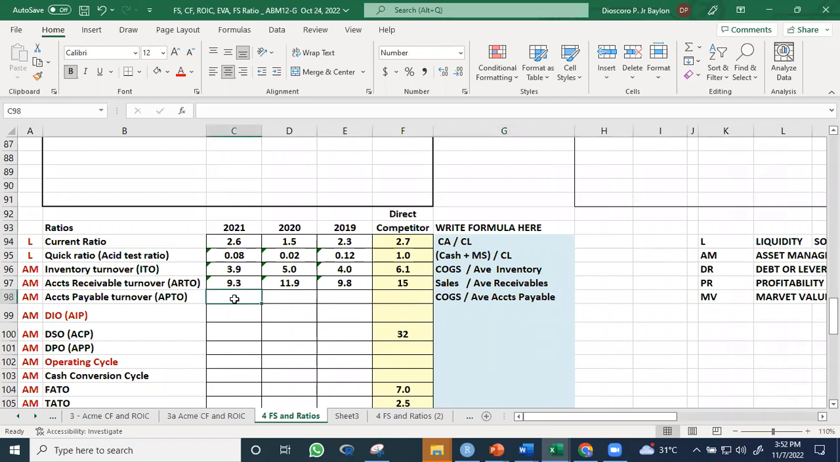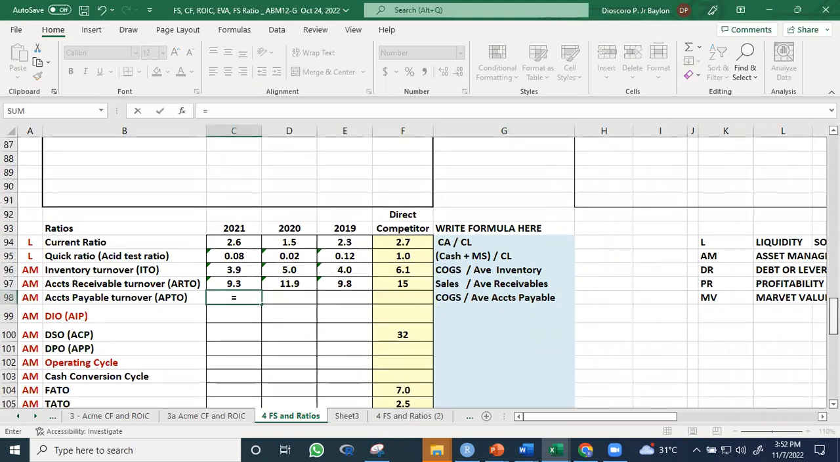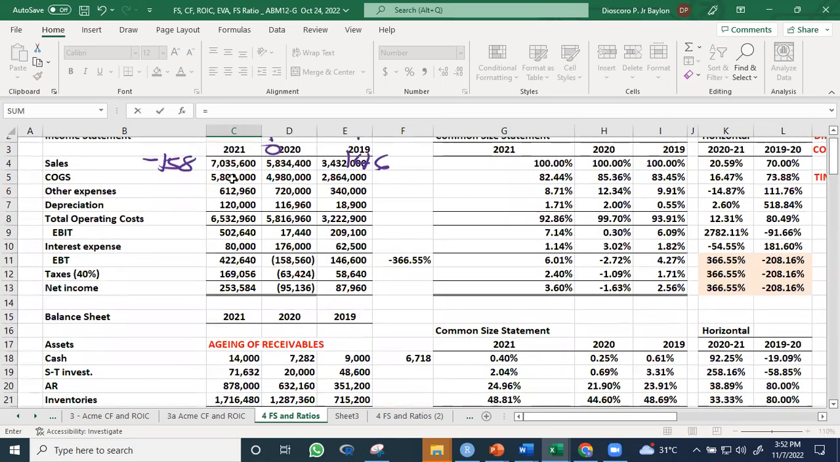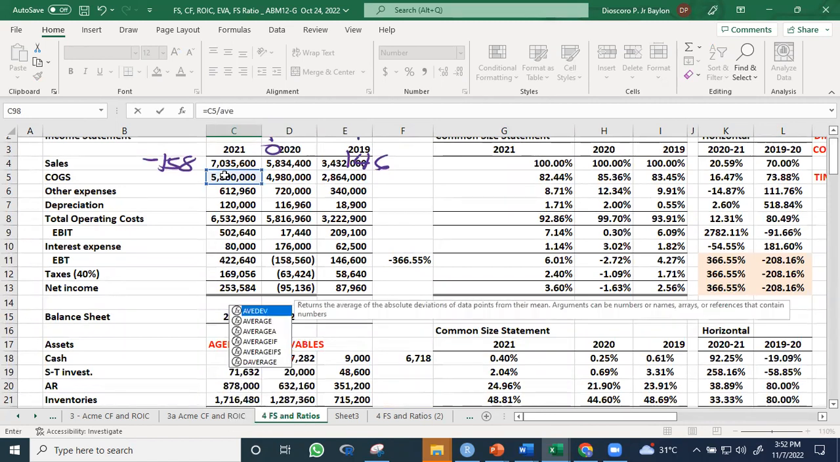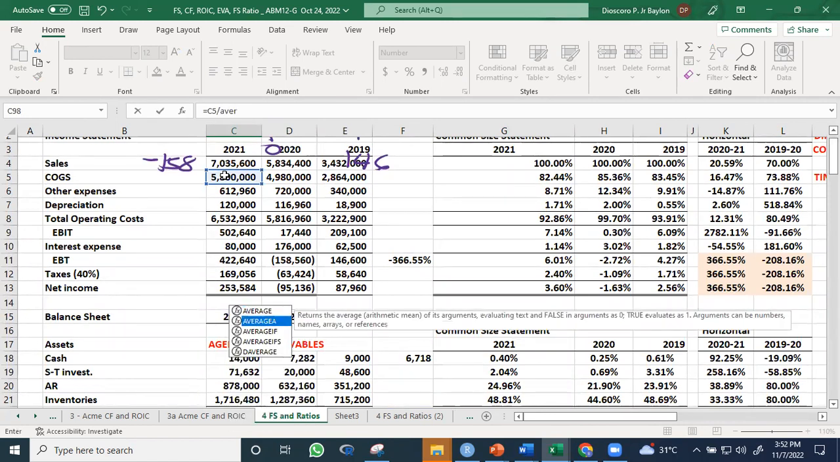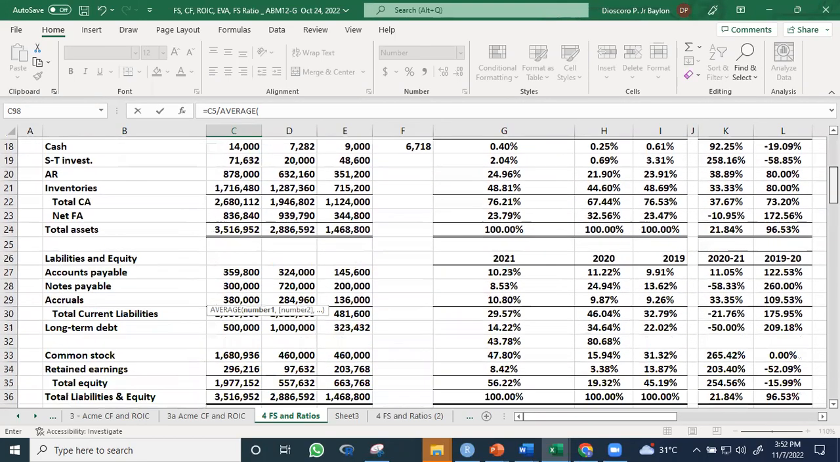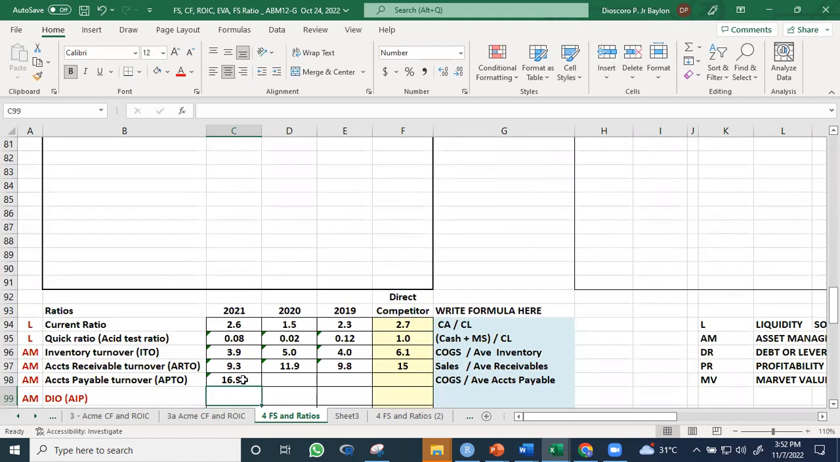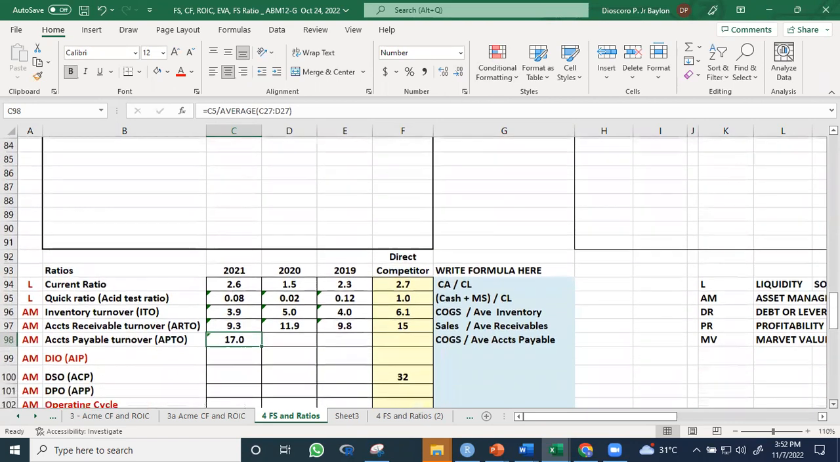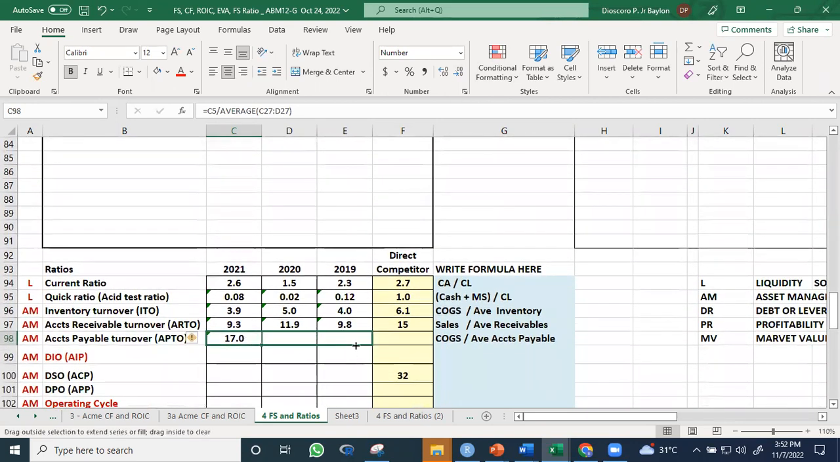All right, so this is equal to cost of goods sold divided by average payables natin. Accounts payable. Hindi kasama si notes, ha? Accounts payable. Trade payables. All right, we have 16. I-round off ko na lang, 1 decimal place. And then copy natin to.